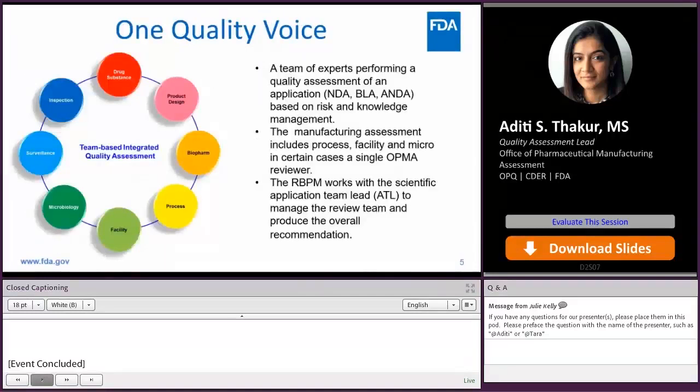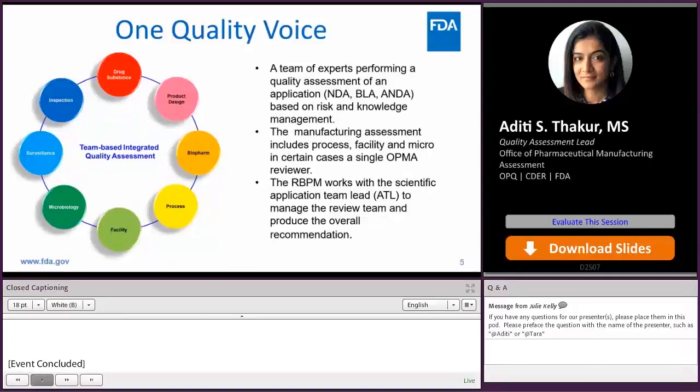When a submission is received in the agency, a team of experts performs a quality assessment of an application based on risk and knowledge management. So, One Quality Voice describes an approach in review teams to produce a single integrated quality assessment that captures OPQ's overall recommendation for the application.